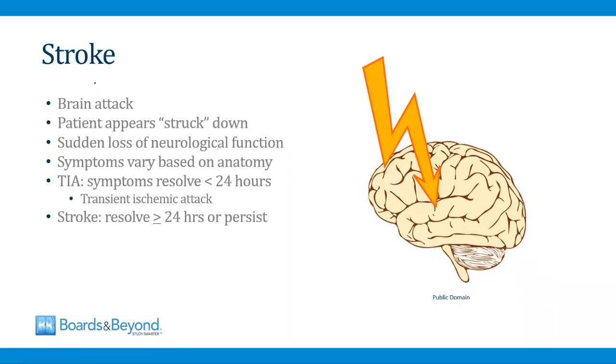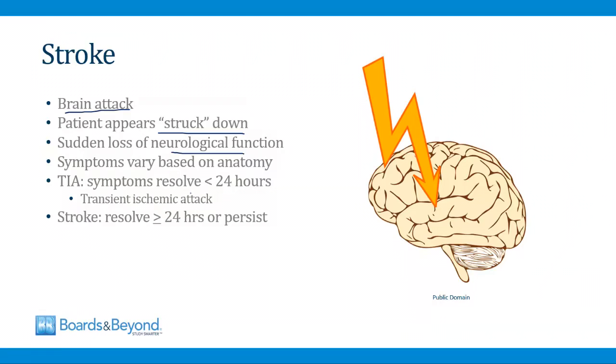Stroke is the acute onset of ischemia to the brain, and some people call it a brain attack because it's similar to a heart attack when there's the sudden onset of ischemia in the heart. It's called stroke because patients appear struck down by their symptoms, and the symptoms of stroke are the sudden loss of neurologic function. The symptoms vary based on anatomy, but it could be sensory loss or motor loss.